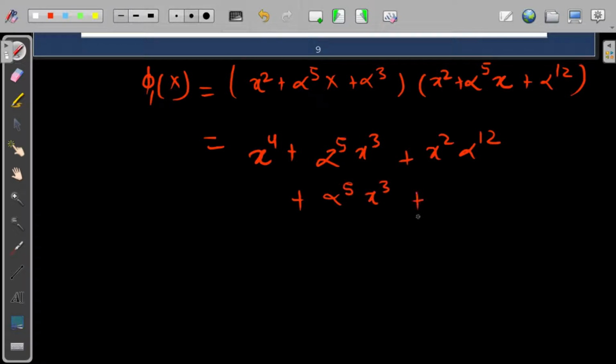cube plus alpha to the power 10 x square plus, here again I am going to get alpha to the power 17, but alpha to the power 15 is actually equal to 1. So this is again going to be alpha square and x, right? In the third scenario, if I multiply this, I will be getting alpha cube x square alpha 8 of x plus, this is alpha to the power 15, which is equal to 1.